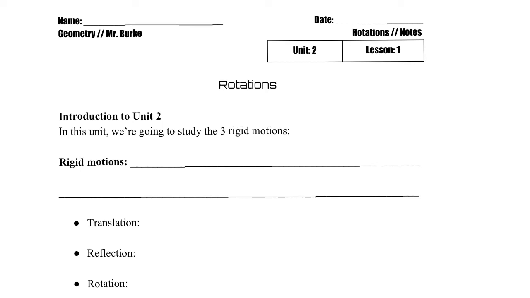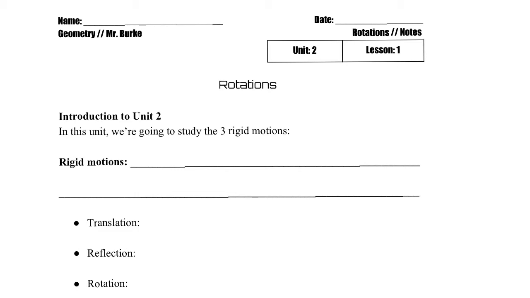All right, so here we are for the beginning of Unit 2. Unit 2 is called Rigid Motions, and so we're going to be looking at, in particular, three rigid motions. We're going to be looking at translation, reflection, and rotation, and you already have some idea of what those are like, and so that's good to know.